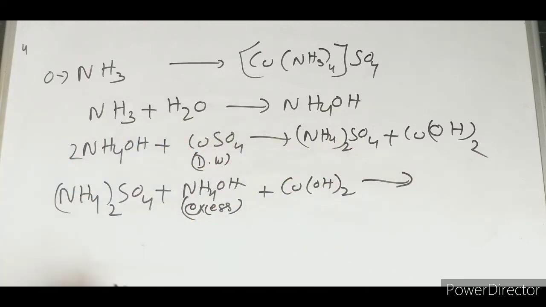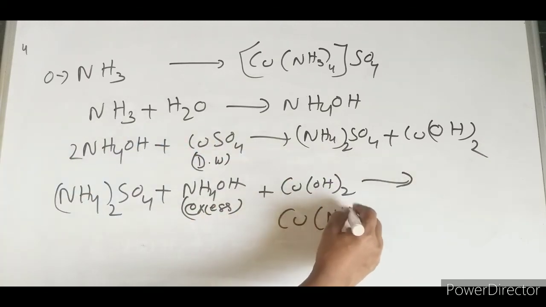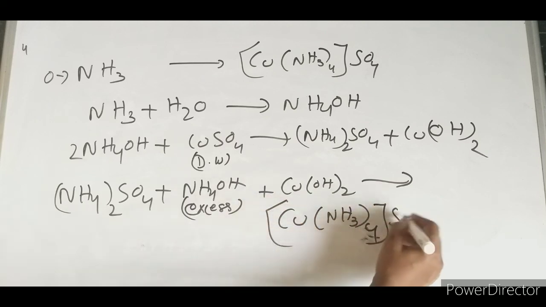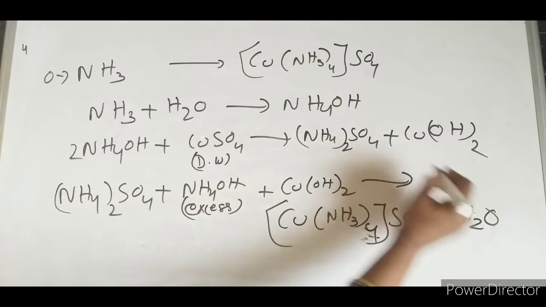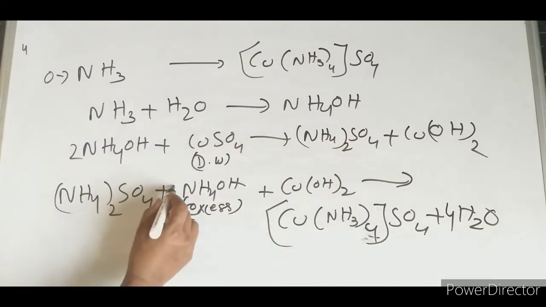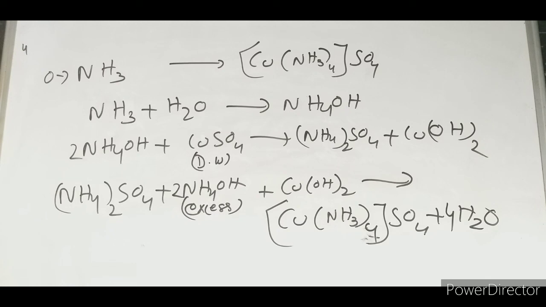What we are getting here? Getting tetraamine copper sulfate, along with that we will get water. So this one will be 4 water, 2 ammonium hydroxide. 2 here, 2, 4. Okay, so all these are the equations for this flowchart. I hope you understand. Now it is your time to check whether we both are correct or wrong.